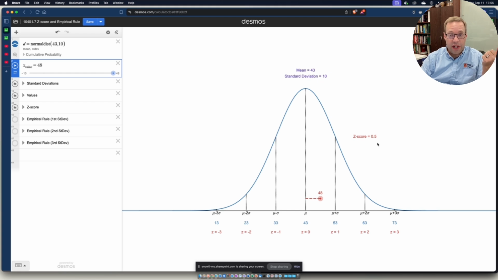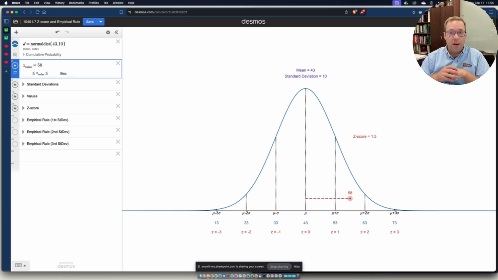Excellent. There we have a great visual of the z-score. Now I could increase the z-score. What if my z-score is 58? Well, 58 would have a deviation of 15 above the mean, right? The distance between 58 and 43, that's a difference of 15. Divide that by my standard deviation of 10. What's 15 divided by 10? 1.5. I am 1.5 standard deviations above the mean.